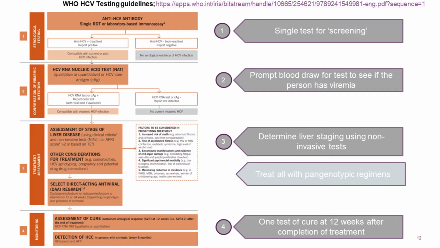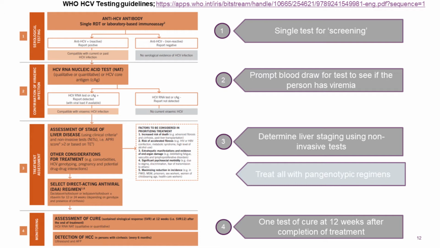These guidelines were compiled with a strong evidence base, using all available evidence to understand the most optimal testing algorithm for hepatitis C. We can see that it's divided into 4 parts. The first part is that single test for screening. So that's a single test to understand if someone has been exposed or had acute hepatitis.